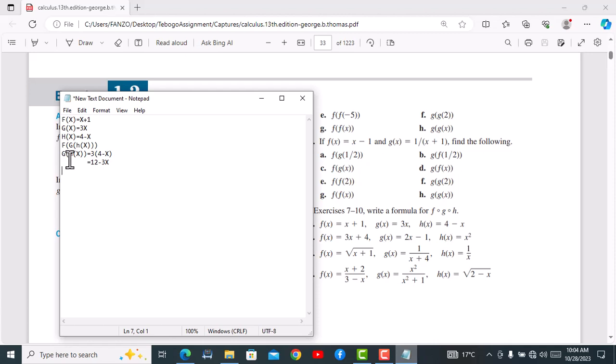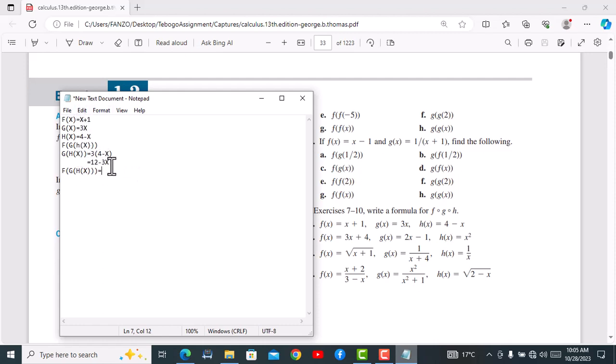12 minus 3x, and then I'm going to define this inside of f. So I'm going to say f at g at h at x is equal to 12 minus 3, and then where I see x, I'll be writing x plus 1. So I have this, and I'm defining this inside of that. What have I done here? No, I am defining this inside of that.